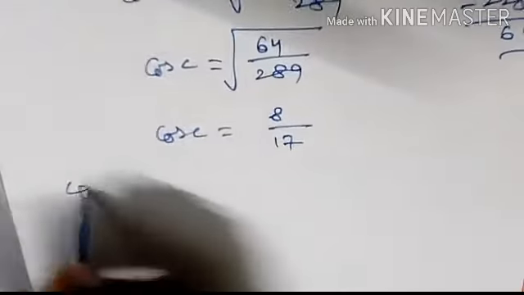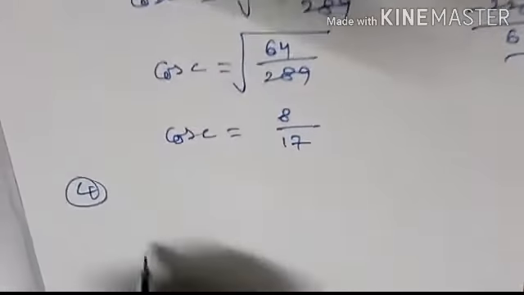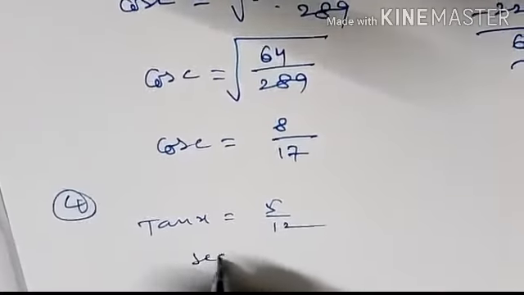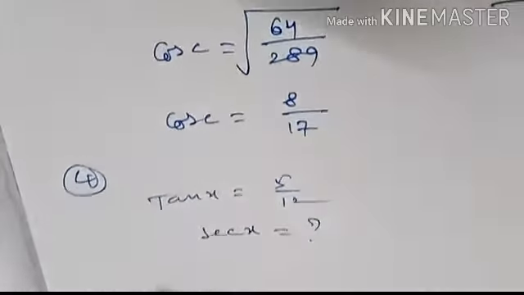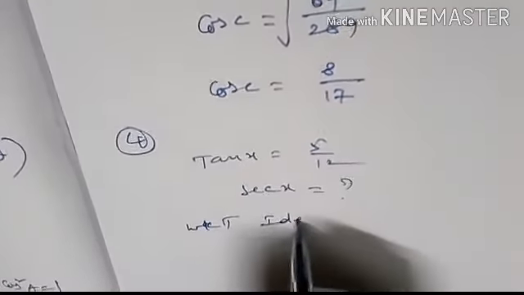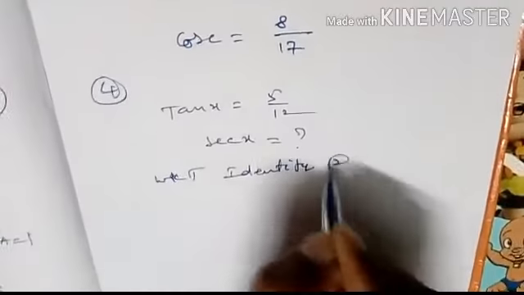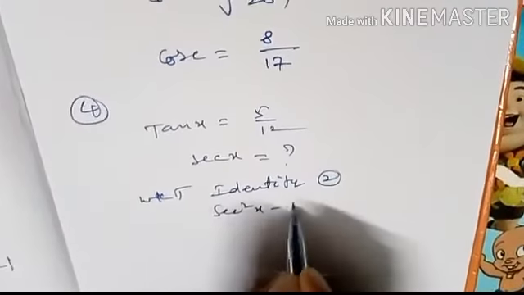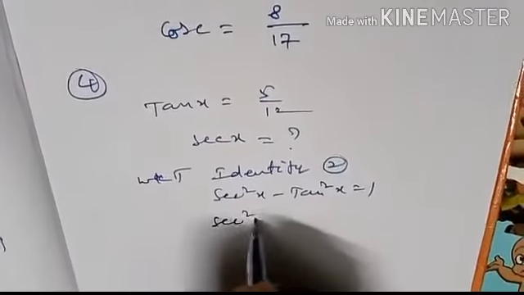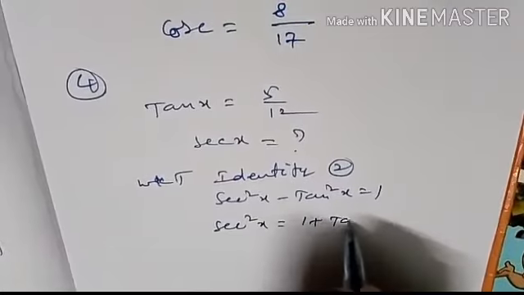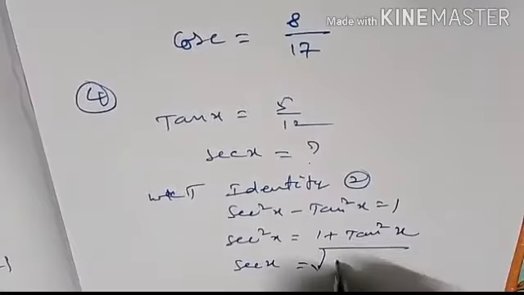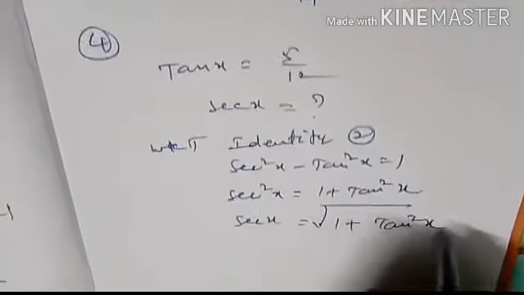And the next question, tan x is equal to 5 by 12. So secant x is equal to question mark. We know that identity 2, secant square x minus tan square x is equal to 1. So secant square x is equal to 1 plus tan square x. Secant x is equal to square root of 1 plus tan square x.